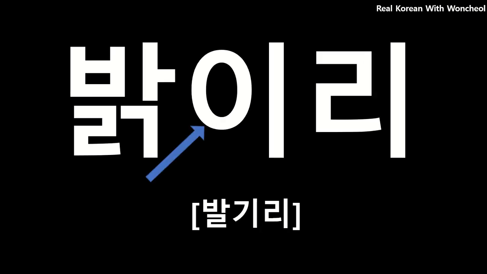Okay. And sometimes you see double consonant at the bottom as a final consonant, like this one. And then you have no sound here. Then the one on the right replaces this one. And the left one stays there. So pronunciation is this: 발길이. Okay.